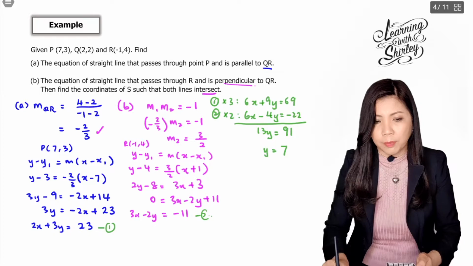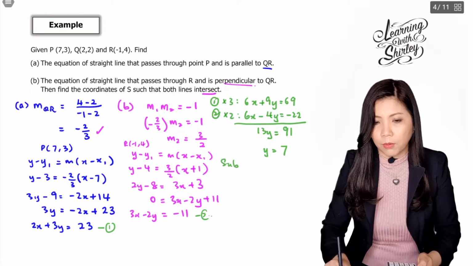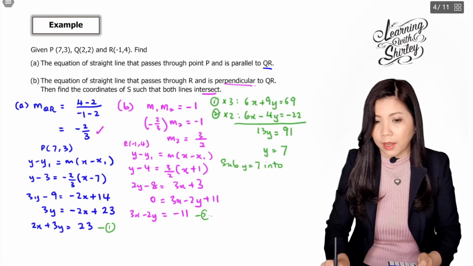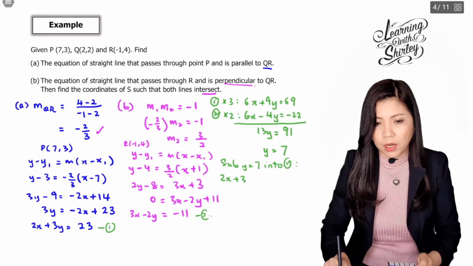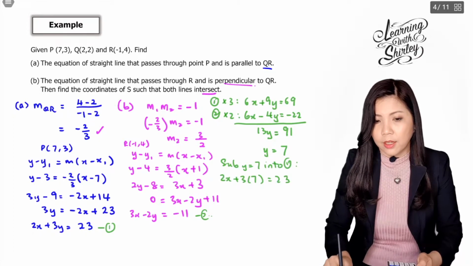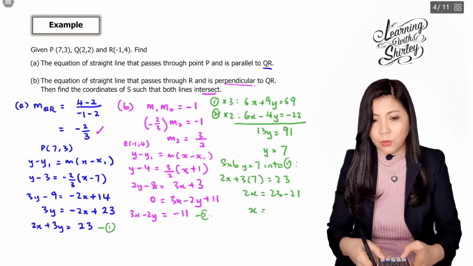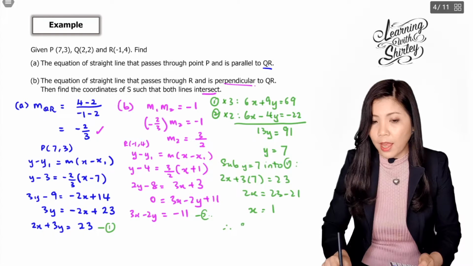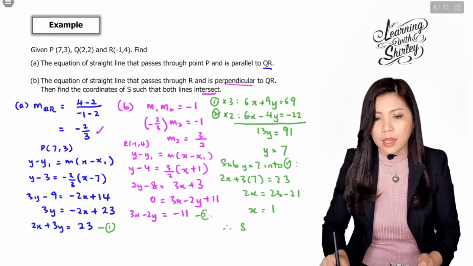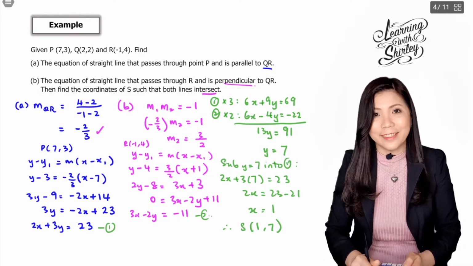Now we substitute y equals 7 into either equation 1 or 2. If I substitute y equals 7 into equation 1 to find my x, it will be 2x plus 3y equals 23, so 2x equals 23 minus 21. 23 minus 21 is 2, and divided by 2 we get 1. Therefore the coordinates of S, the intersecting point, are 1, 7. So that's the answer.